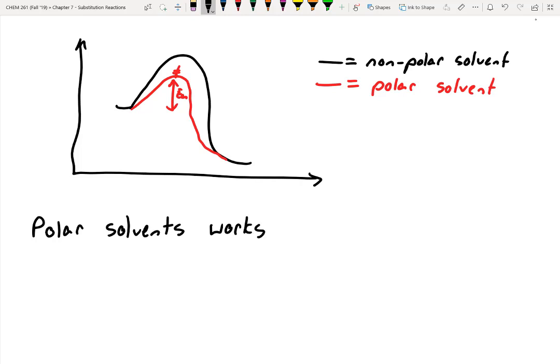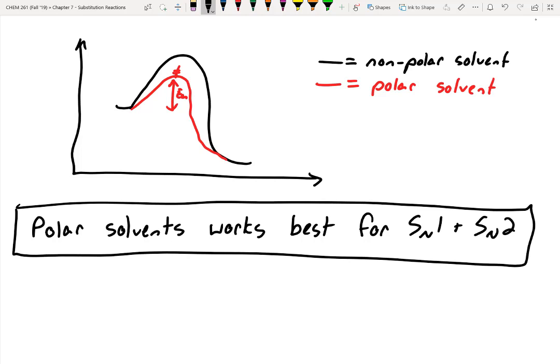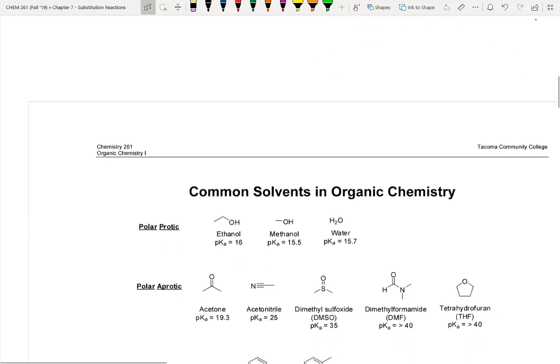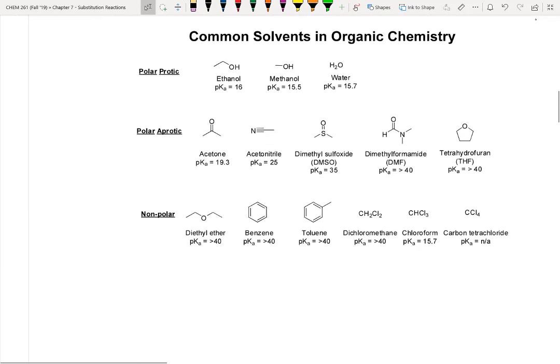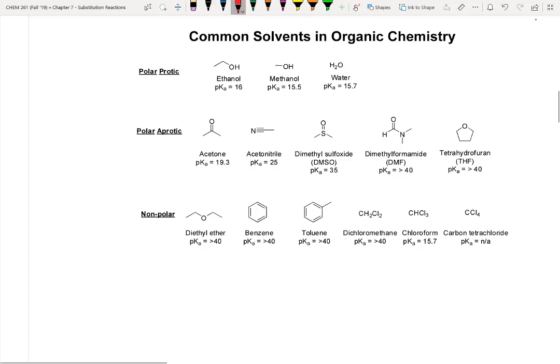So polar solvents work best for SN1 and SN2. All right, so that's good. We typically want something that's quite polar. So let's go ahead and look at our common solvents in an organic chemistry sheet. I know I gave this to you quite a while ago, but let's identify the best solvents that we could use for SN1 and SN2. Should I use polar protic solvents for SN1 or SN2? Are they polar? Yeah, I'd say this works. So that's okay. What about polar aprotic?